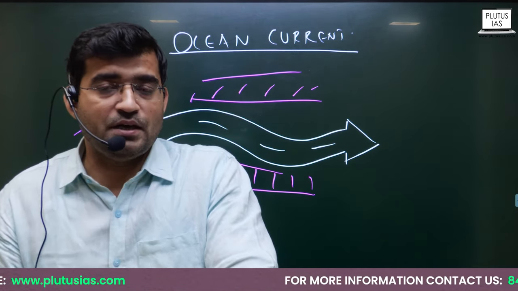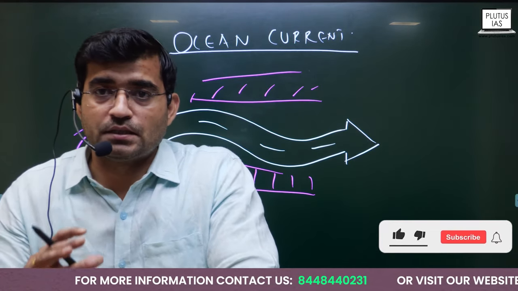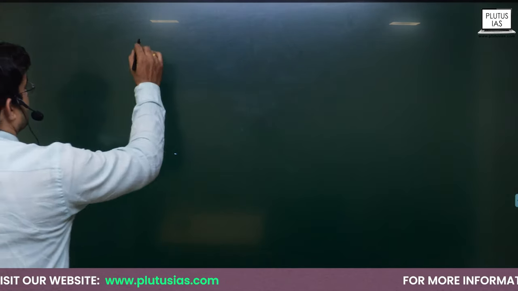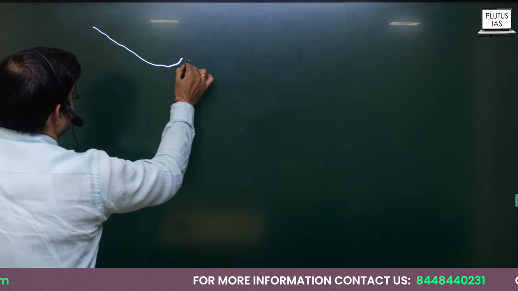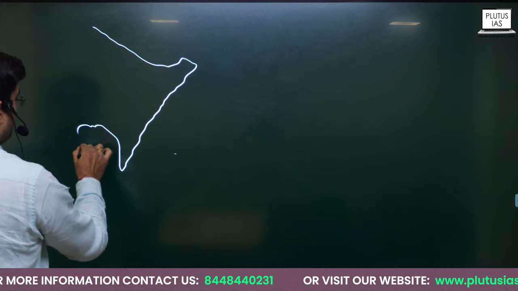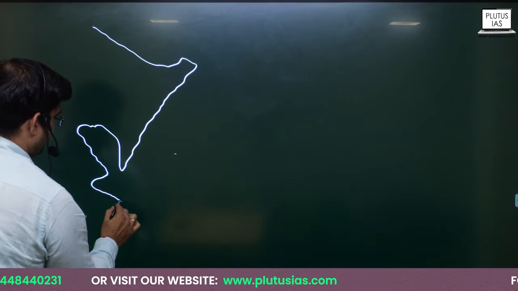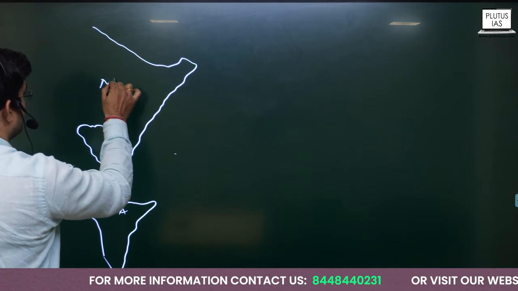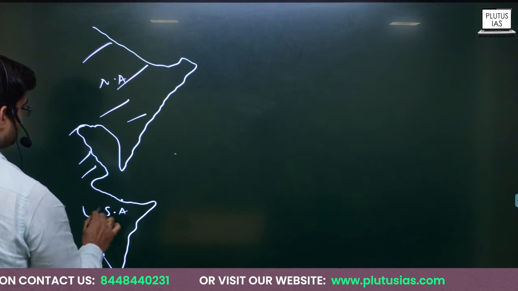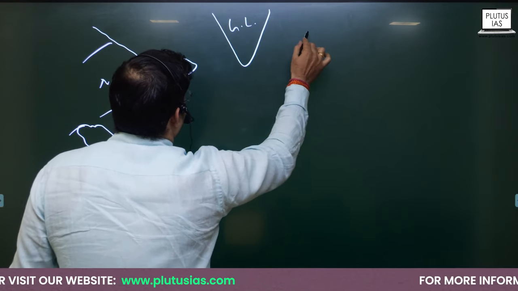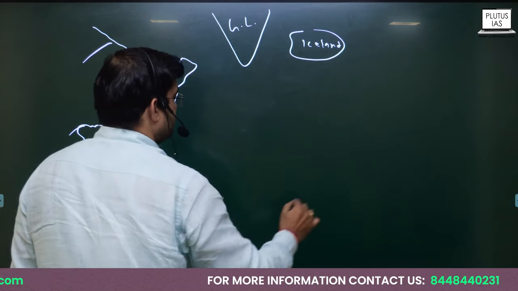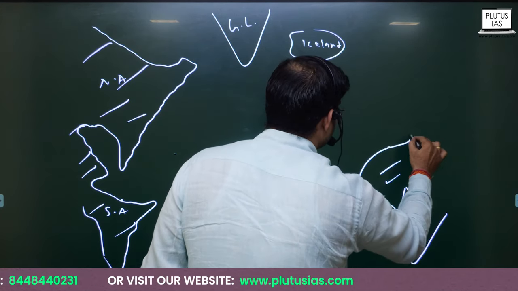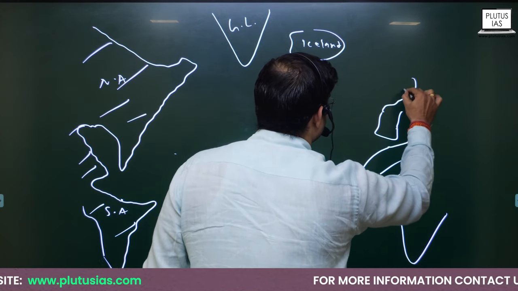Now we will discuss, one by one, regions as well as the ocean currents of the Atlantic Ocean. So let us start discussion on currents of the Atlantic Ocean. I am drawing here a picture of the Atlantic Ocean. You know the Atlantic Ocean is confined between South America and North America here. And here Greenland, Iceland, and in this part, the eastern part of the Atlantic Ocean, is occupied by Africa. Again here is Europe, this part is of Europe this way.